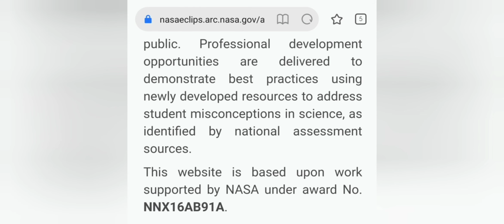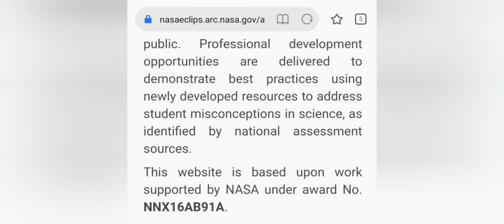It is funny then that NASA writes on the site for NASA Eclipse, "Professional development opportunities are delivered to demonstrate best practices using newly developed resources to address student misconceptions in science as identified by national assessment sources." This is not impressive by NASA. I really find it difficult to express what I think about this. It's disgusting. Well, one could say that NASA did address student misconceptions in science, but not in a good way.